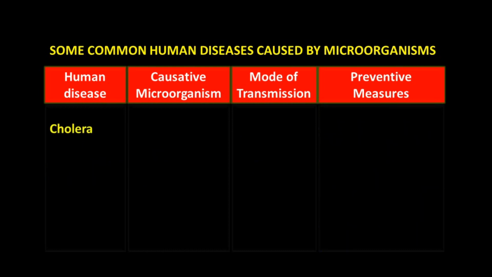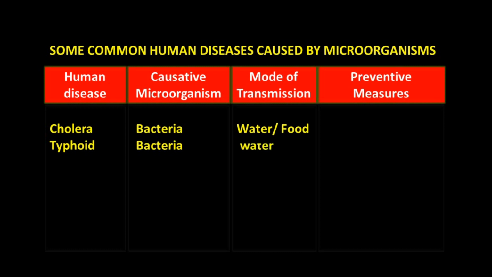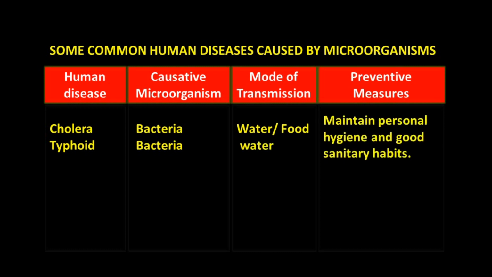Another disease, cholera, is caused by microorganism, bacteria. Mode of transmission: contaminated water and contaminated food. Typhoid is caused by bacteria. Mode of transmission: contaminated water. Prevention measure is to maintain personal hygiene and good sanitary habits to prevent that type of disease spread by water and contaminated food.